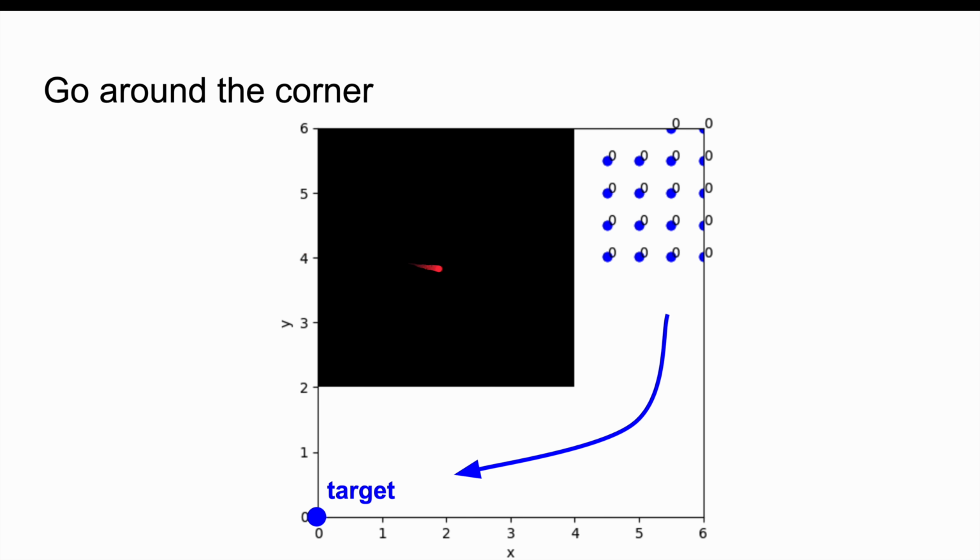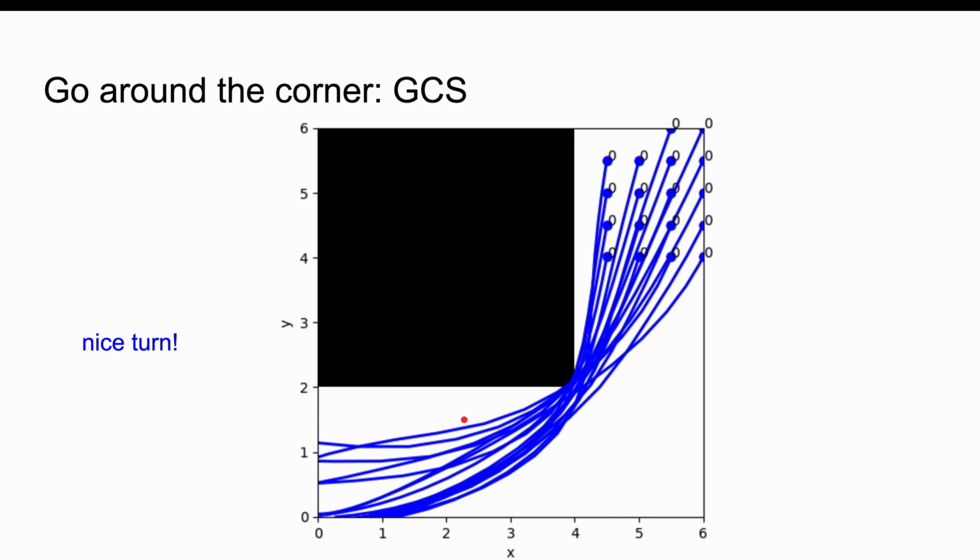Okay, something more interesting. Big obstacle in the middle, go around the corner. Hey, this is really good. It picks up the turn nicely. Remember, I'm not replanning trajectories from each initial condition. I'm just going down the cost to go gradient.